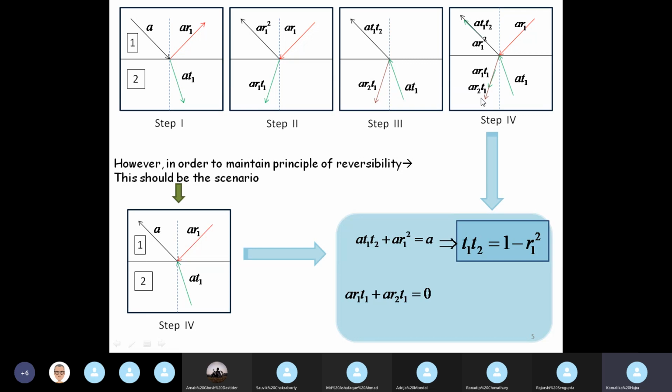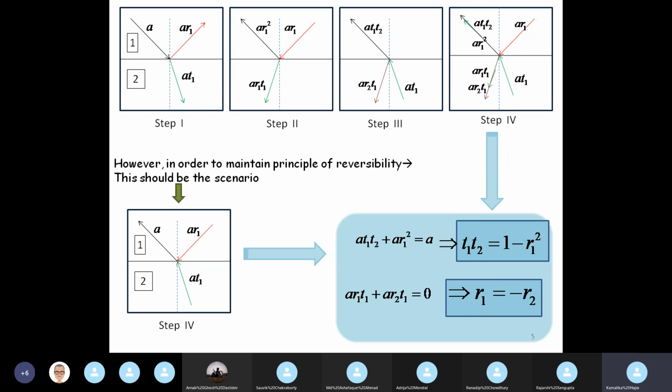Remember that this absence of the ray here in medium 2 does not mean that the rays do not exist. The rays exist in such a manner that their amplitudes add up to 0 in order that this scenario is maintained, in order that we are not moving away from the principle of reversibility of light. And this gives us R1 equal to minus R2. So going through the steps of this exercise, we have got a relation between the reflection coefficients and transmission coefficients of a certain pair of media.